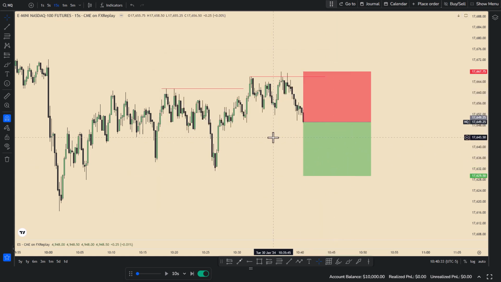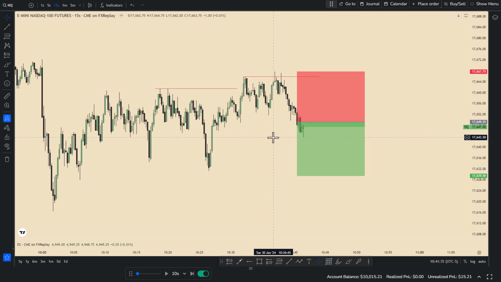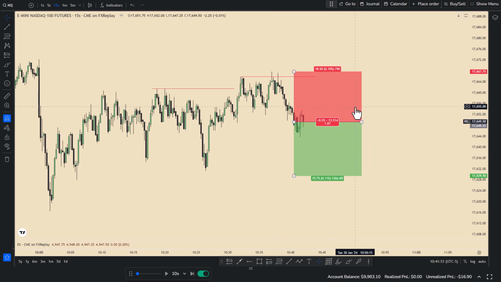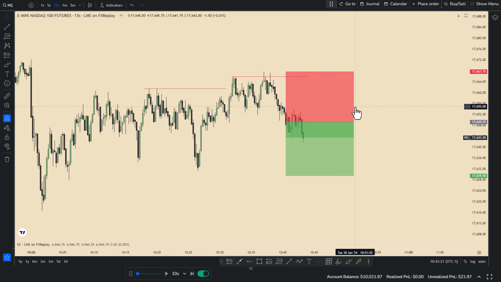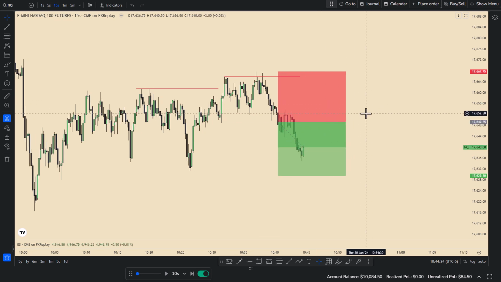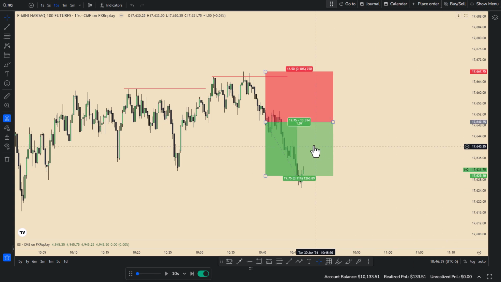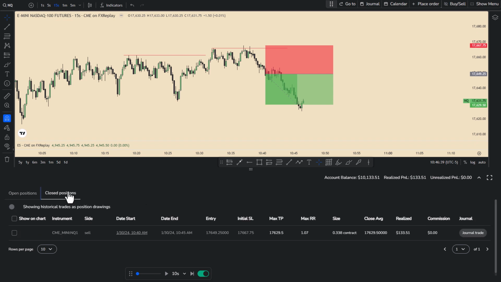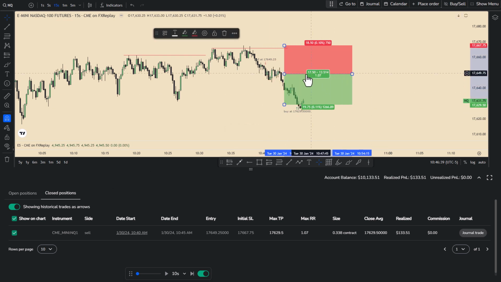Let's mark it in first of all. Oh, it looks like we... Okay, so let me check again. It was a winner, but close position, show on chart. Okay, so here we go. Here are the executions, a short from here to here. Beautiful.